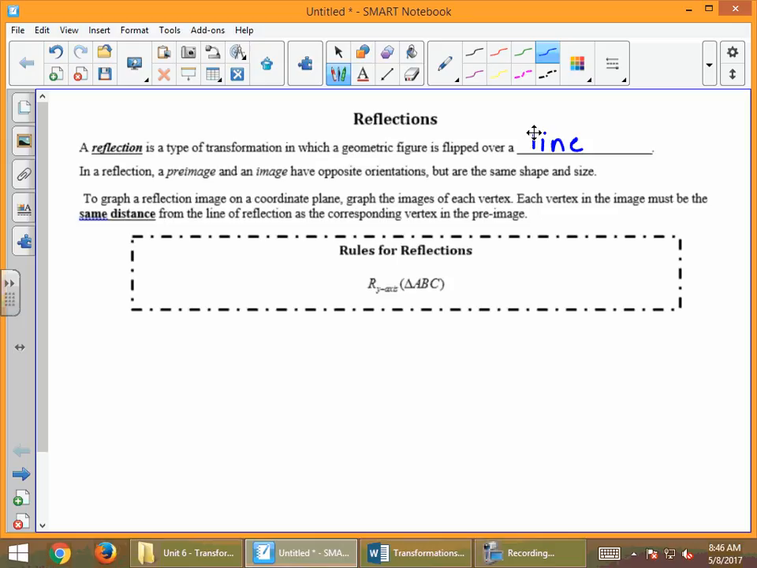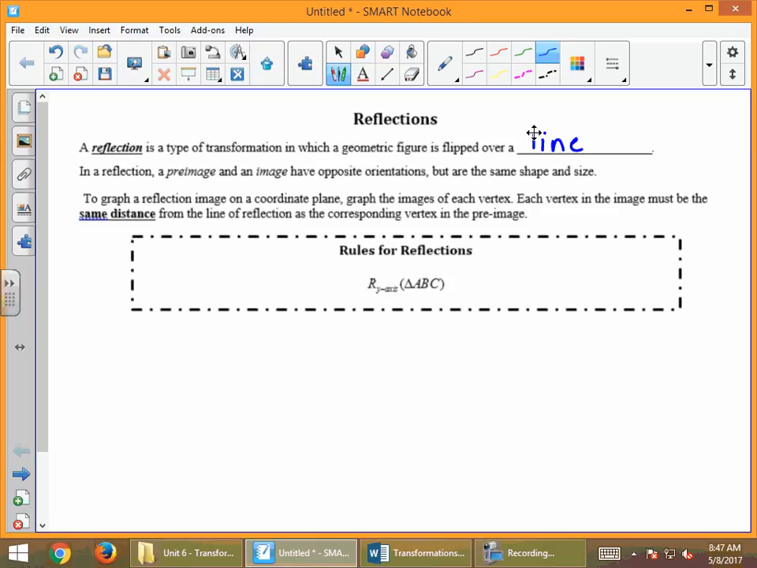In a reflection, the pre-image, again, which is the original image, and an image have opposite orientations but the same size and shape. So again, essentially all you're doing is just taking a figure and you're flipping it over a line. So the size and shape is not changing, just the location.